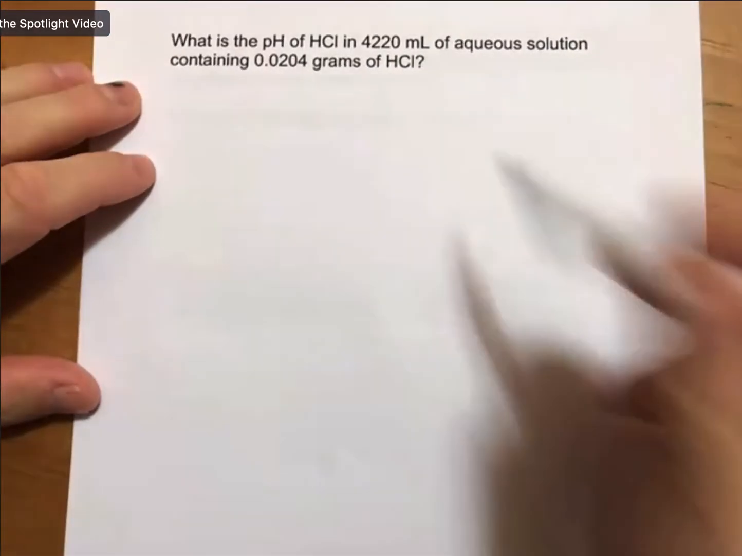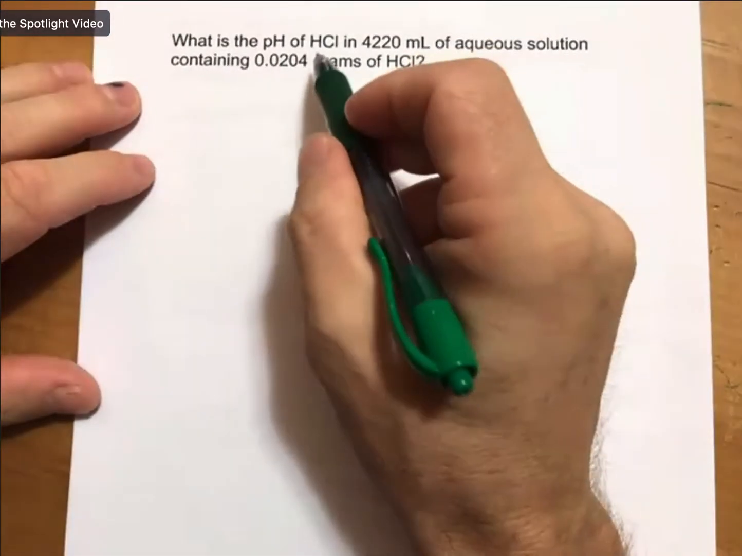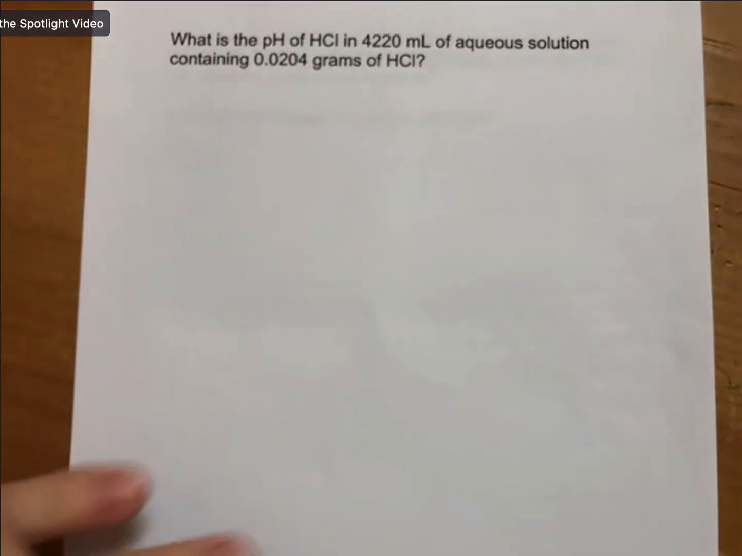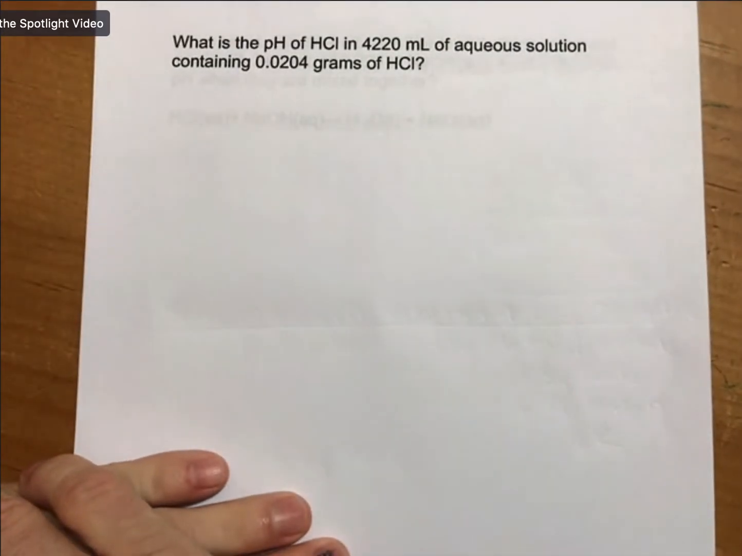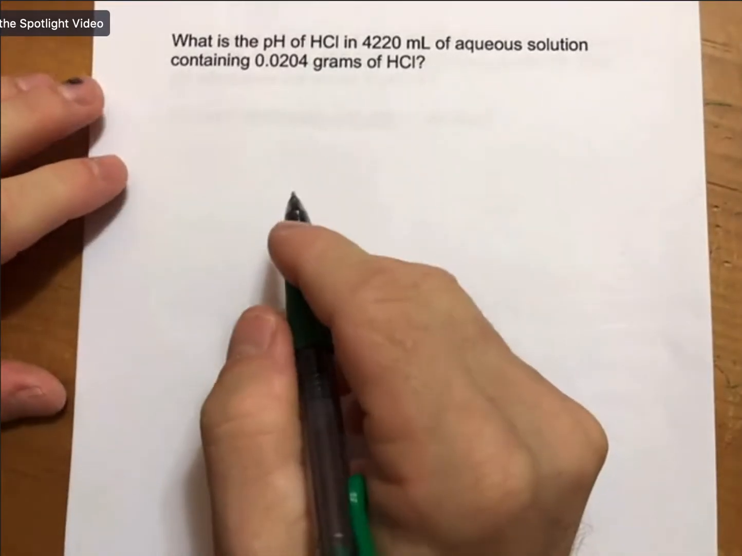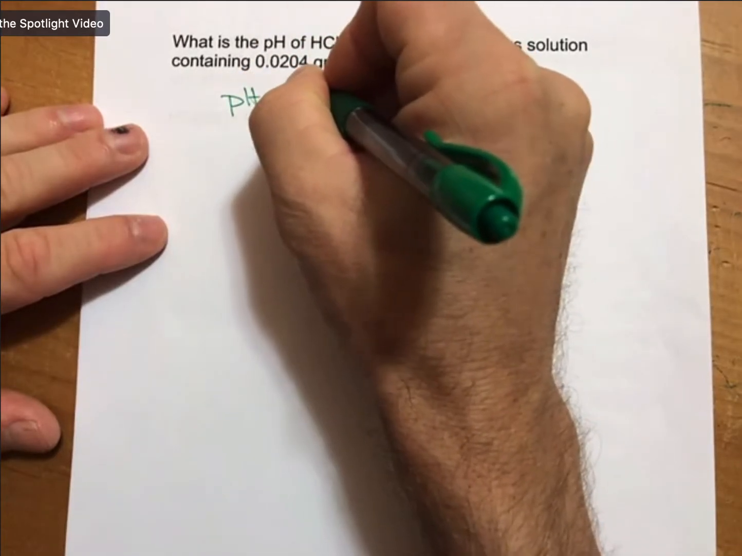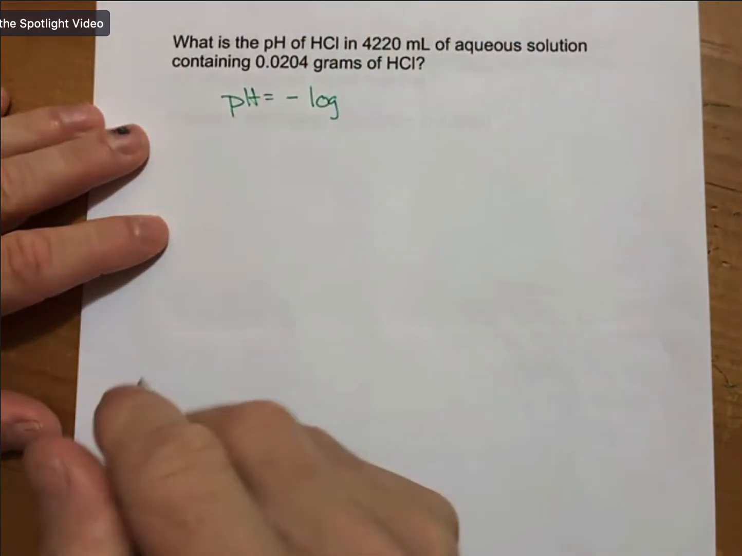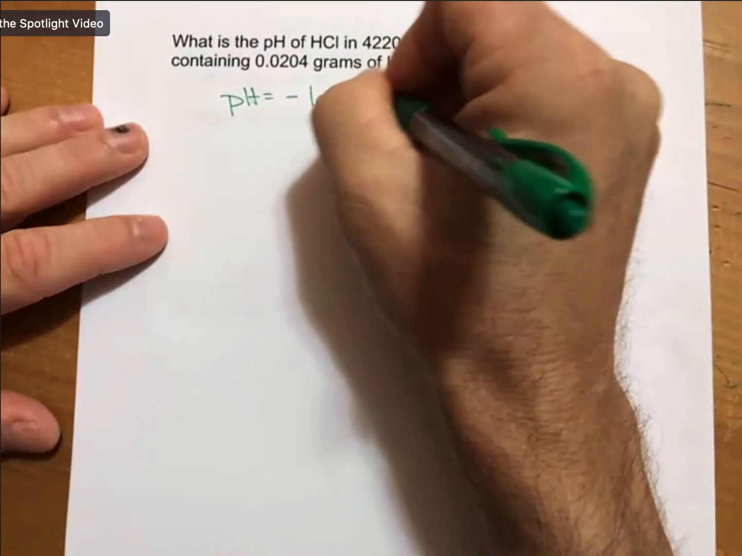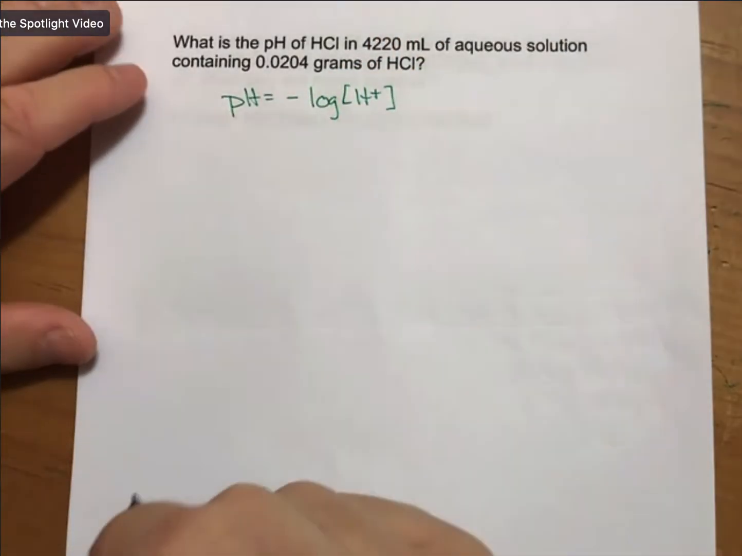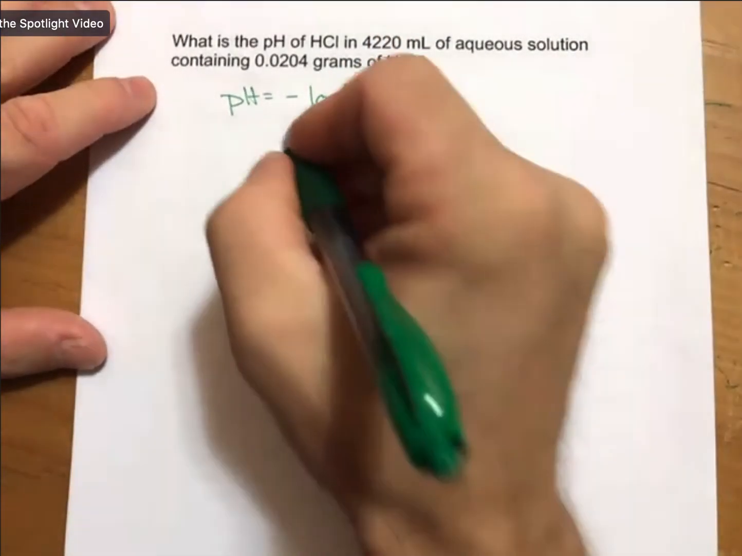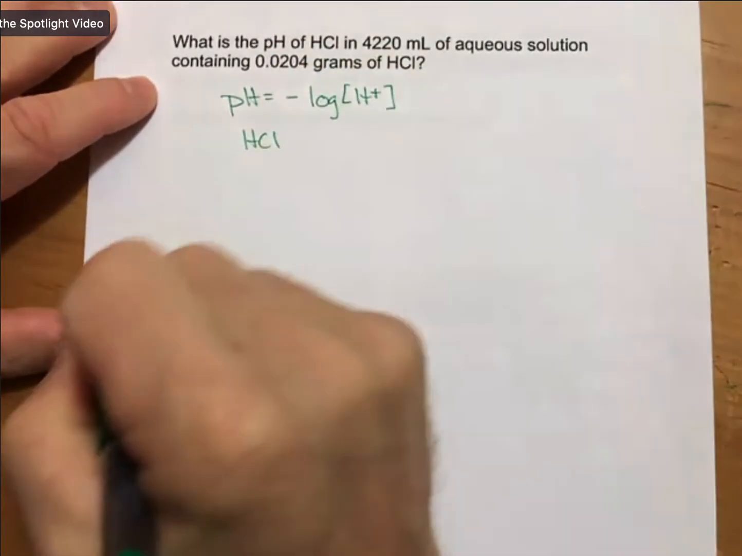It says, what is the pH of HCl in 4,220 milliliters of aqueous solution containing 0.0204 grams of HCl? So pH, as you perhaps already know, is the negative log of the concentration of hydrogen ion. And we know that HCl is a strong acid.